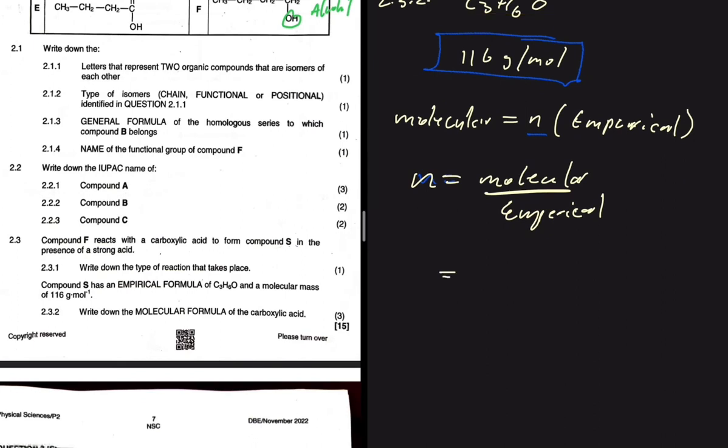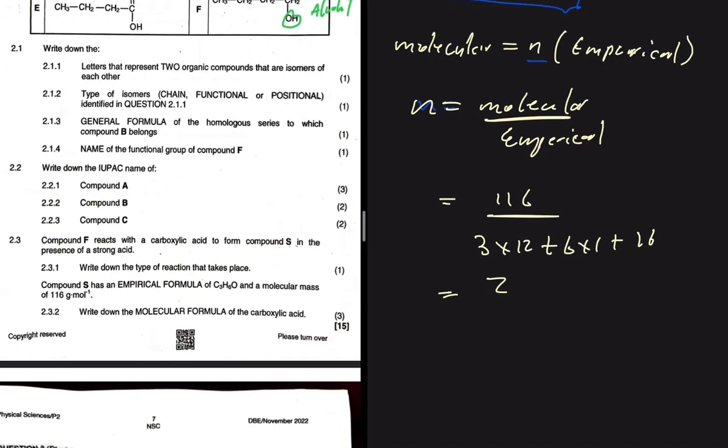So the molar mass of the molecular is given to us as 116. So now we just need the molar mass of the empirical. So we have 3 carbons, right? So that will be 3 multiplied by 12 plus 6 hydrogen. So that will be what? 6 multiplied by 1 plus oxygen. That will be 16, right? So if we punch that in our calculator, we shall get N is equal to 2, right?